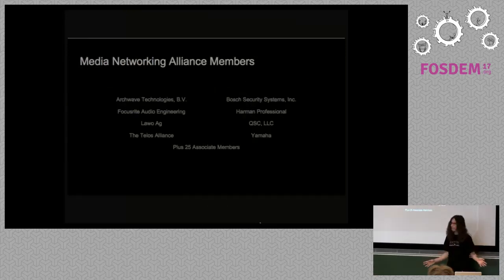So there are a number of members of the Media Networking Alliance. There's Focusrite, there's Yamaha, there's Harman, there's Bosch Security. And there's also associate members. These tend to be less equipment manufacturers and more like actual media companies. So for example, I believe Swedish Radio is an associate member, as is the BBC, and I think Walt Disney Imagineering. Those kinds of companies are all associate members.